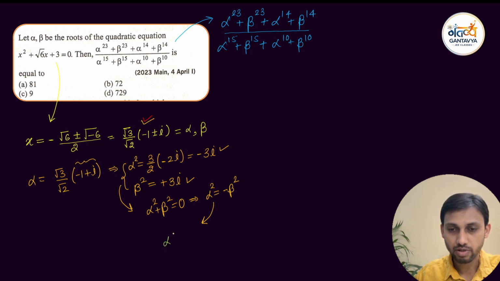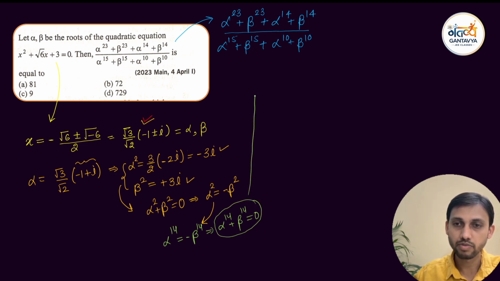On the left hand side, you will get alpha to the power 14. And because you are raising power 7, which is an odd number, negative remains negative, and beta raised to the power 14. Now, if you take both the terms on the left hand side, alpha to the power 14 plus beta raised to the power 14 is equal to 0. And I think I can use this information directly in the given expression. This part is going to be 0.